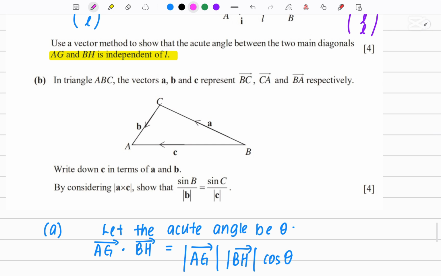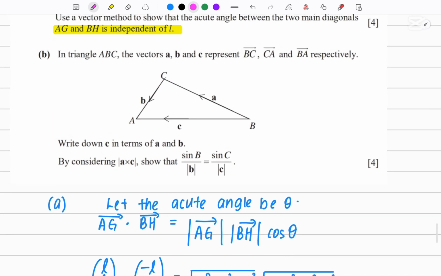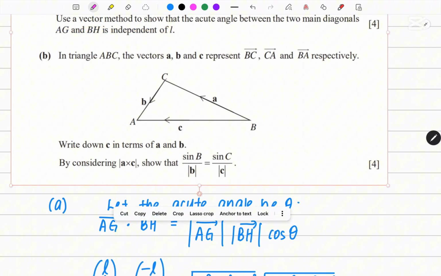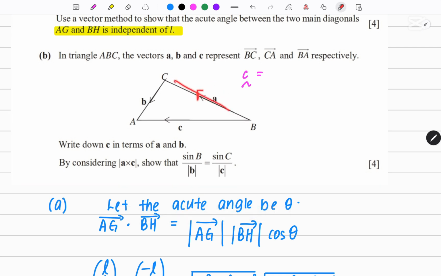Let's look at part B, which is a completely different question. In triangle ABC, the vectors A, B, and C are represented like this. Write down C in terms of A and B. So let's look at C in this case. In order to find C, it is essentially finding vector BA. So how do we find vector BA? That means I'll travel to C from B and then I'll travel from C to A. So vector C is just A. Okay, this is vector A, and I'll go here, which is vector B. So it is vector A plus B. Okay, so that is for the first part.